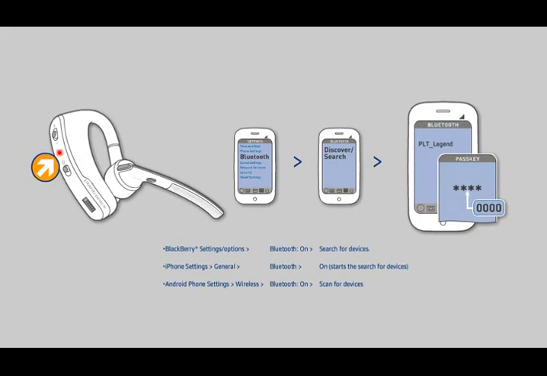Once successfully paired, LEDs stop flashing red and blue, and you will hear pairing successful. Some phones may prompt you to allow access to contacts to enable caller name announcement.